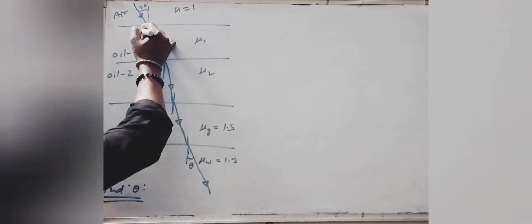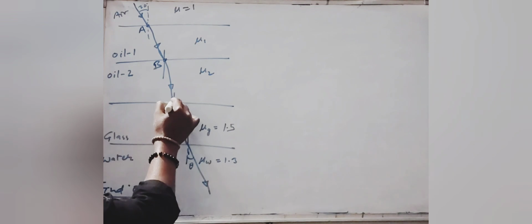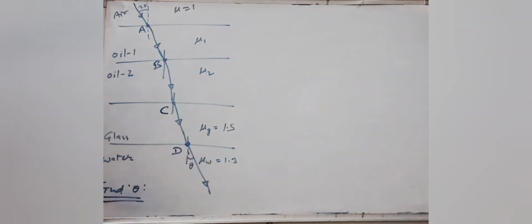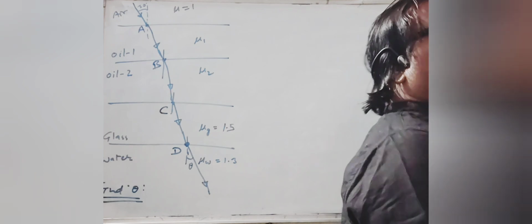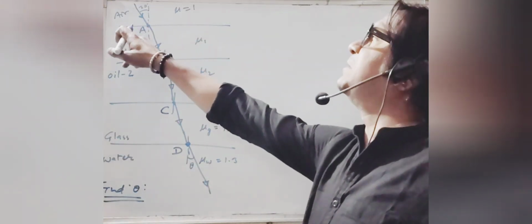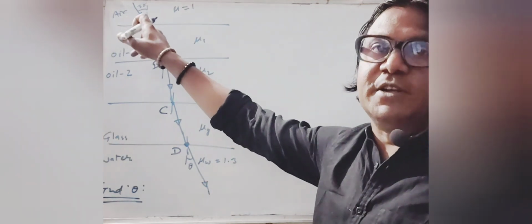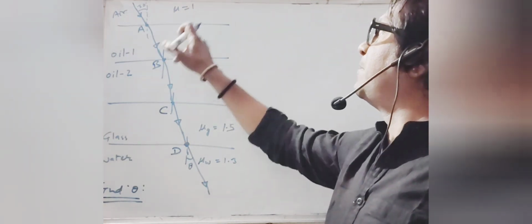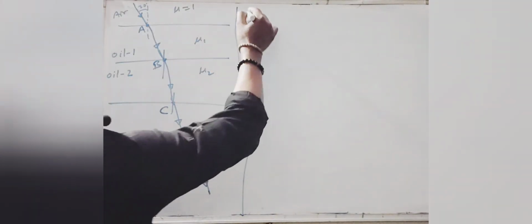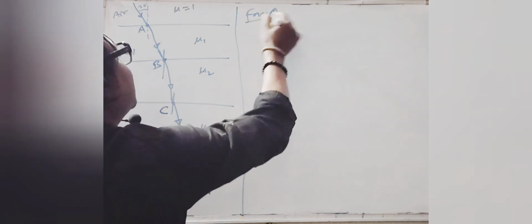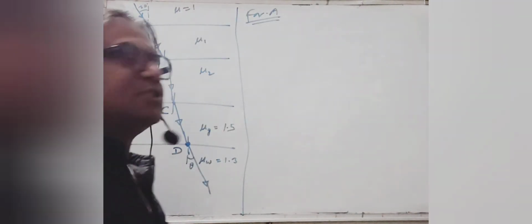I am just naming here. Suppose this is point A, this is point B, this is point C, and this is point D. Now just look at point A, which means refraction at this point A, the interface of air medium and oil 1 medium. So apply Snell's law everywhere at each interface. Just apply Snell's law. You will find this theta.